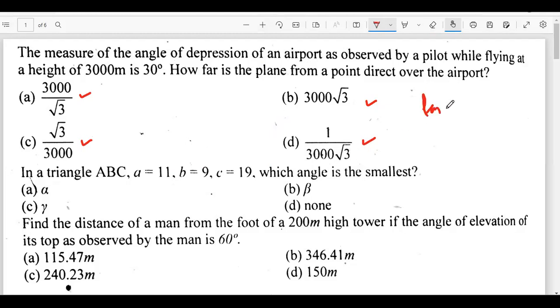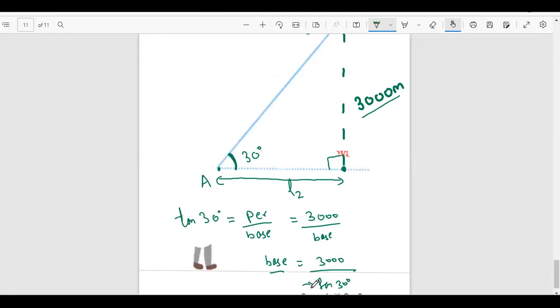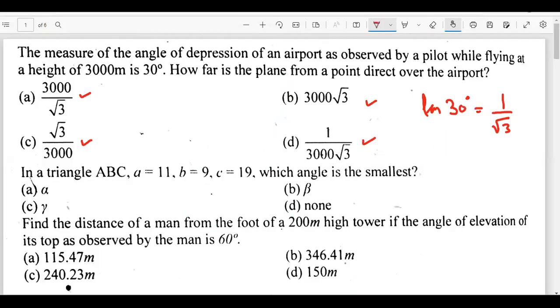So at the moment, I'm telling you tan 30 is under root 3 by 3. You can either write it this way or you can write it this way, 1 over under root 3. The values are the same for both of them. In that PDF, it is 1 over under root 3, but numerically the values are the same. So once you plug in 1 over under root 3, this would give you 3000 under root 3. So the answer is going to be B.